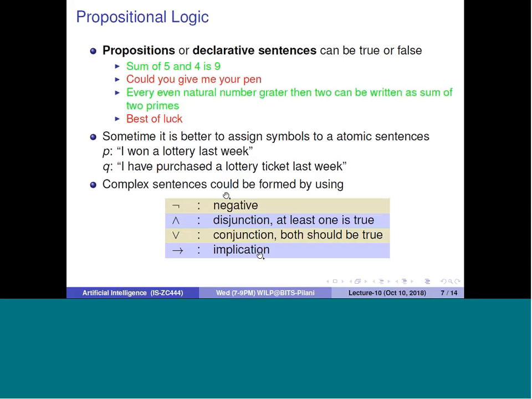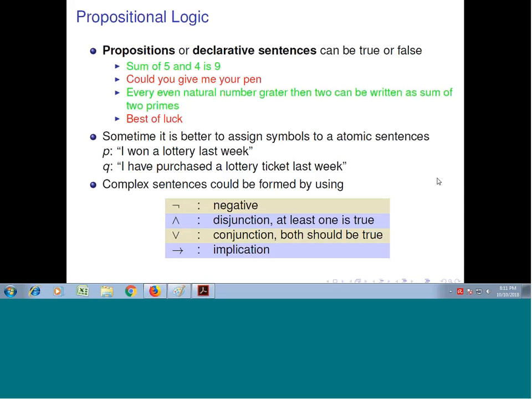All right. So what is the negation? If I say P, and I say not P, what does that mean? P is: I won a lottery ticket last week. What is not P? You can very simply write this statement: it is not true that I won a lottery last week. If you say that I didn't win a lottery ticket last week, that is also perfectly fine. But the better way is this: it is not true that I won a lottery last week.